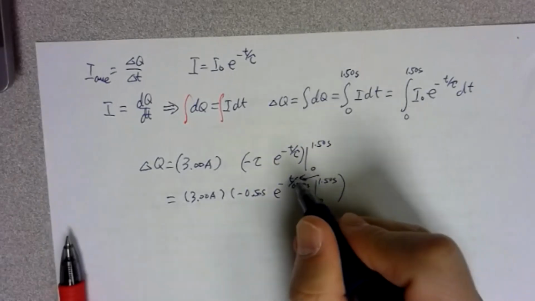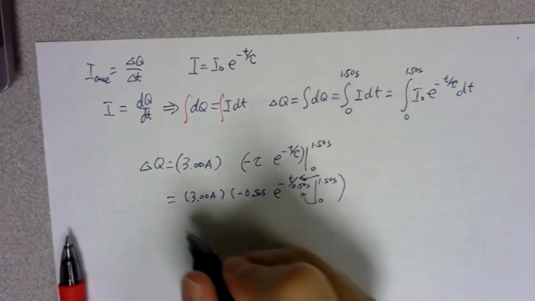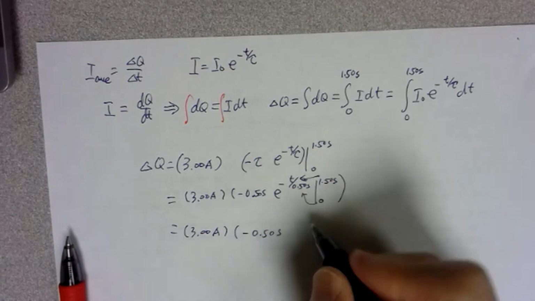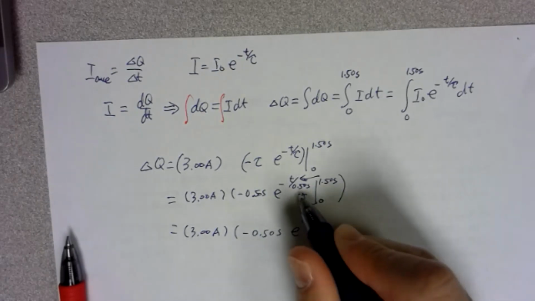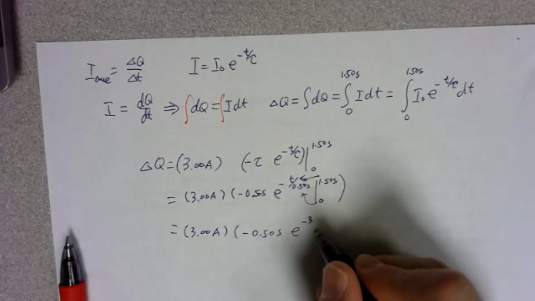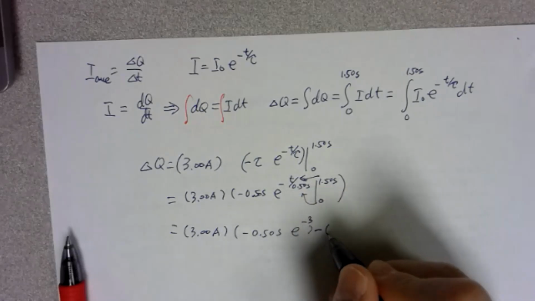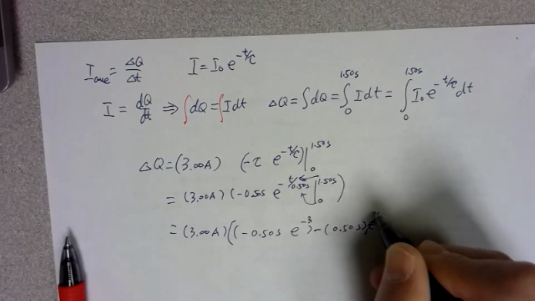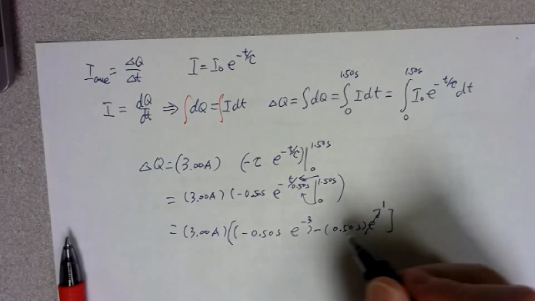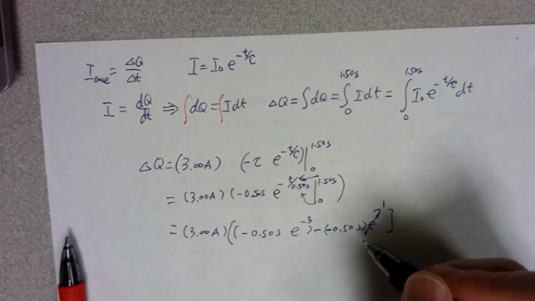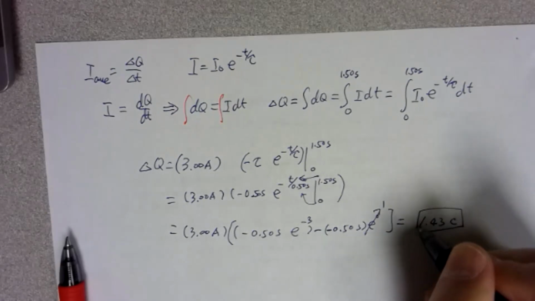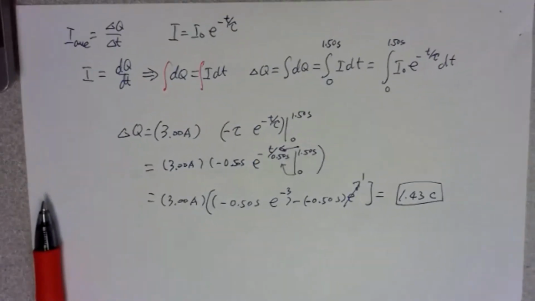The upper limit will be 1.5 over 0.5, which gives you minus 3. So this becomes 3.00 amps times minus 0.5 seconds times e to the minus 3. And when t goes to 0, it's e to the 0, which is 1. So the first term minus the second term, minus 0.5 seconds times e to the 0, which becomes 1, and that's a minus. All right, so this gives you 1.43 coulombs for the total charge.